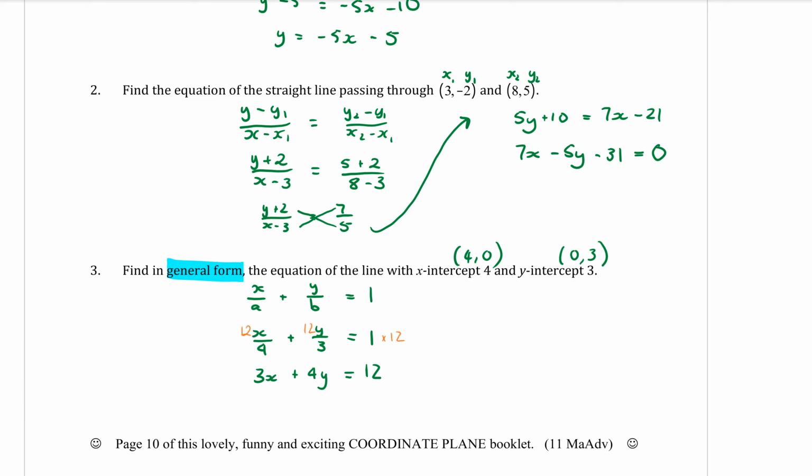That is almost general form. I just have to have the equal 0, so I just need to move the 12 across. So 3x plus 4y minus 12 equals 0. Often in these questions there is multiple ways to get to the same answer. As I said, you could have used the 2-point formula again, and you would get there as well.